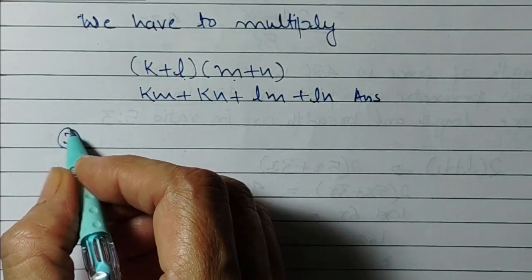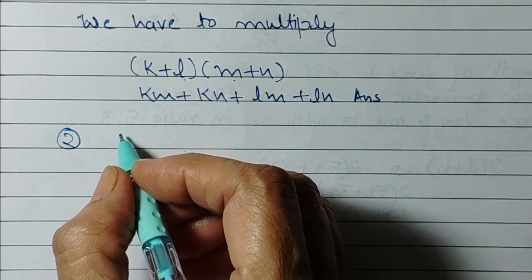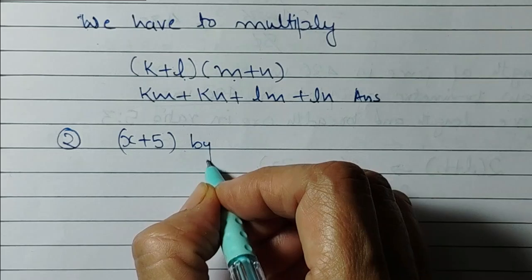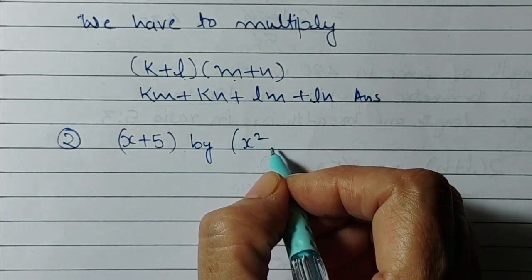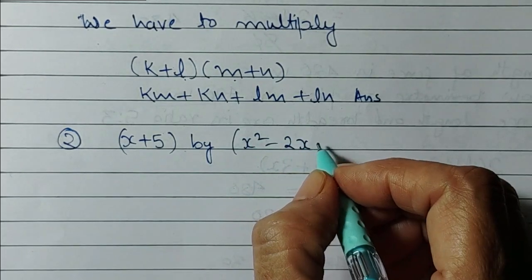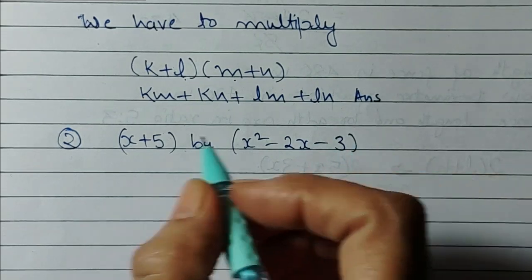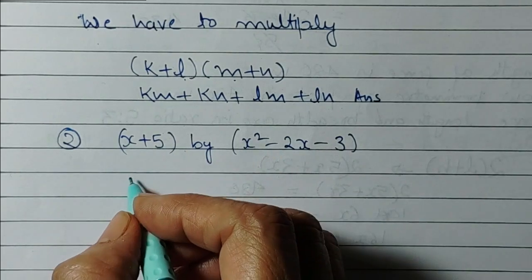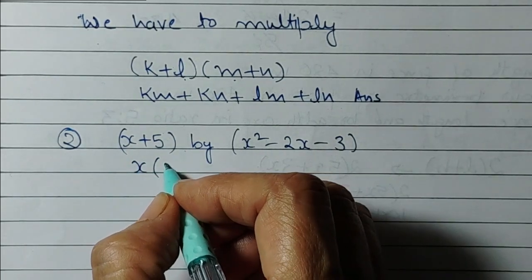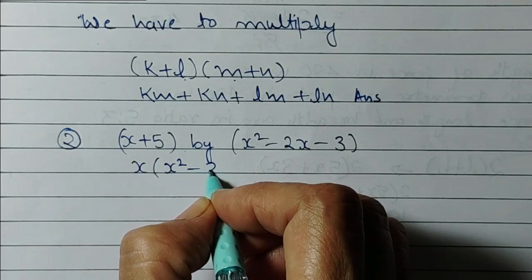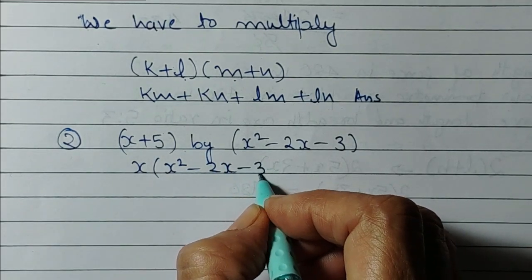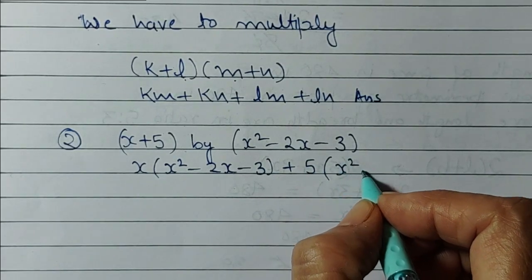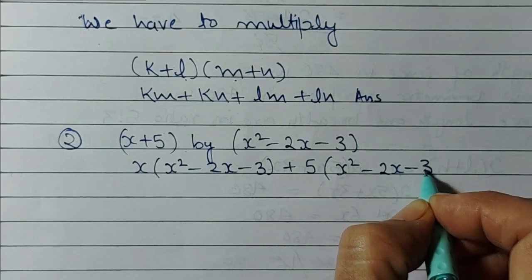Second problem is (x + 5)(x² - 2x - 3). First we multiply x with this bracket, then 5 with this bracket. So it will be x into x² - 2x - 3 plus 5 into x² - 2x - 3.